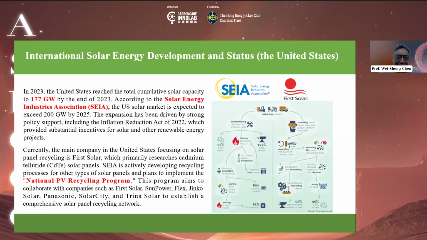And in the United States, at the end of 2023, there was 177 gigawatts. The Solar Energy Industries Association, SEIA, has a national recycling program for their first solar company, its own cadmium telluride solar cell panels. And besides that, they also collect silicon-based solar panels in the recycling system.